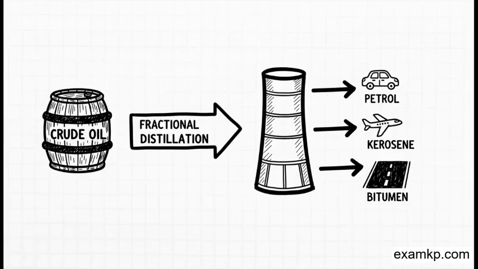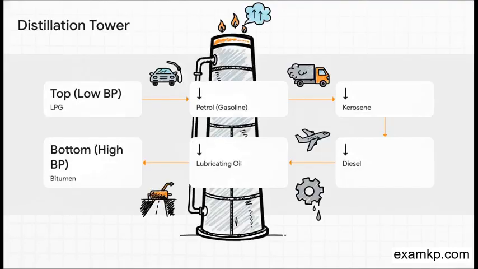This method separates the oil into different parts or fractions based on their different boiling points. Remember those 2 terms, fractions and fractional distillation. And this is what the separation looks like in the distillation tower. At the very top, where it's coolest and with the lowest boiling point, you get LPG or cooking gas.